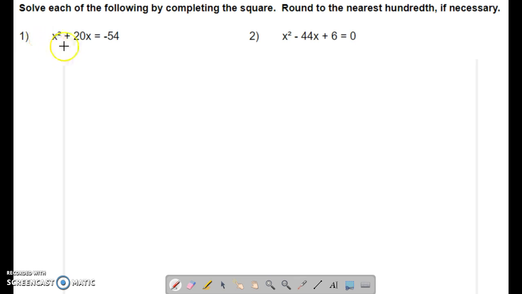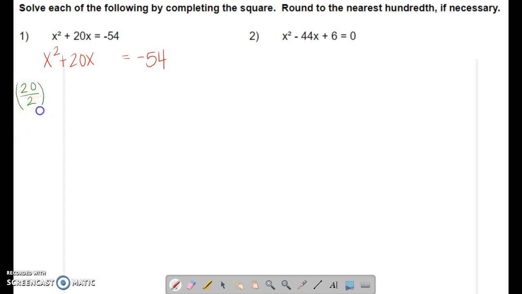The first thing that we want to do is rewrite it so that I have a little bit of extra space after the 20x and before the equal sign, because I know I'm going to be adding something to both sides. So what are we going to add to both sides? We look at our b value, which is 20. We take 20 and we divide it by 2.